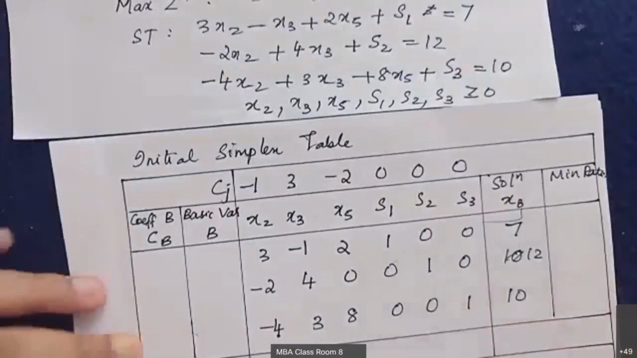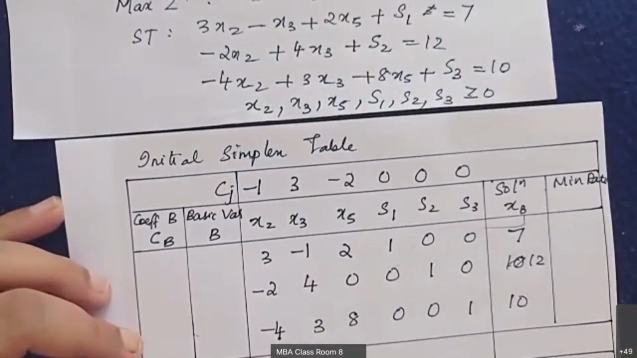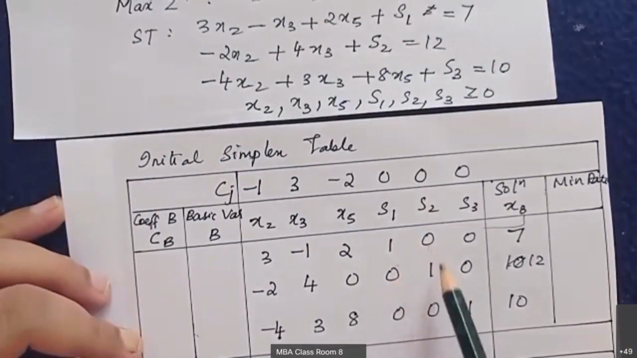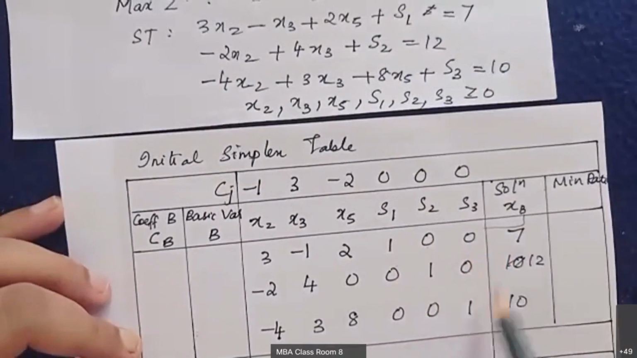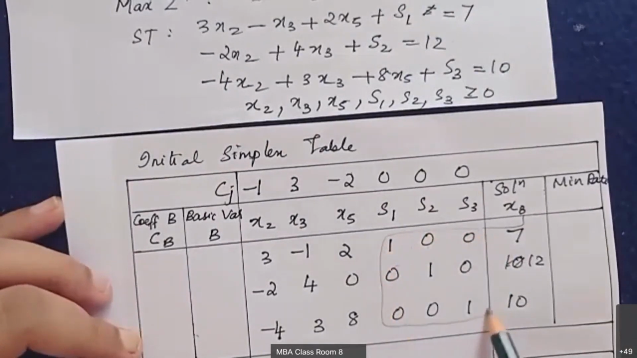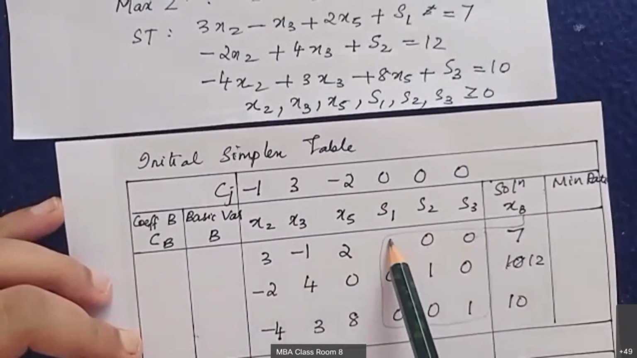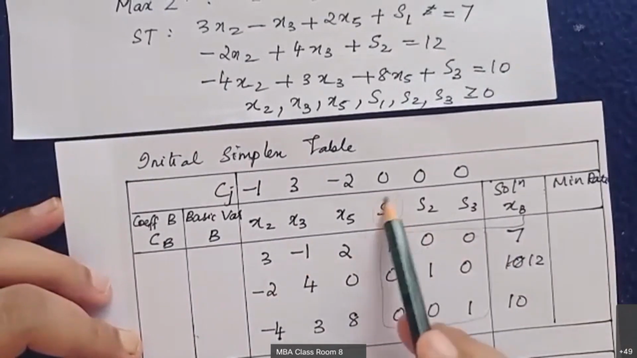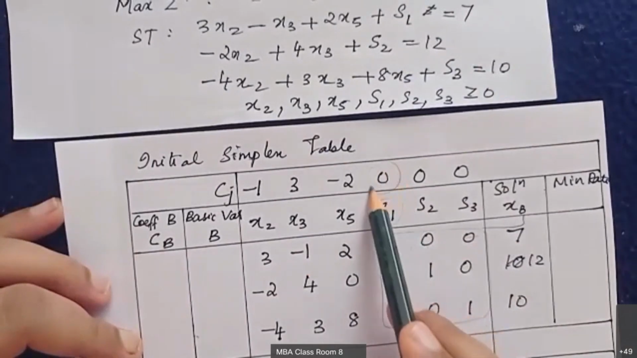Now identify the identity matrix from this. I have 1 0 0, 0 1 0, 0 0 1. So this is going to be the identity matrix. In the first row I have a 1 here, so I'll take the variable corresponding to that, which is S1, and the coefficient of S1 is 0.